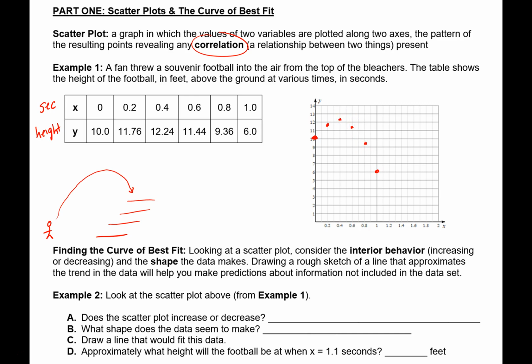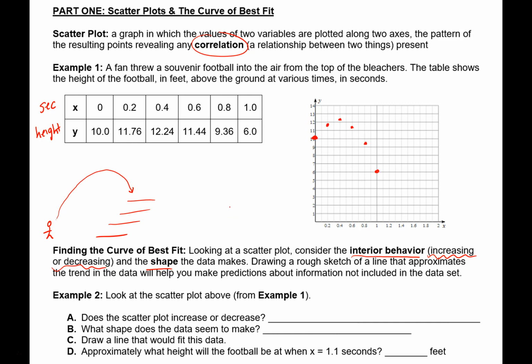And do you notice that the shape of that does look like what we were talking about when we were just imagining throwing a souvenir football. So when we want to find the curve of best fit, that just means draw the best line possible or the best curve possible for this data set. So we need to consider our interior behavior. And what I mean by interior behavior is where is it increasing or decreasing, and the shape that it's making.